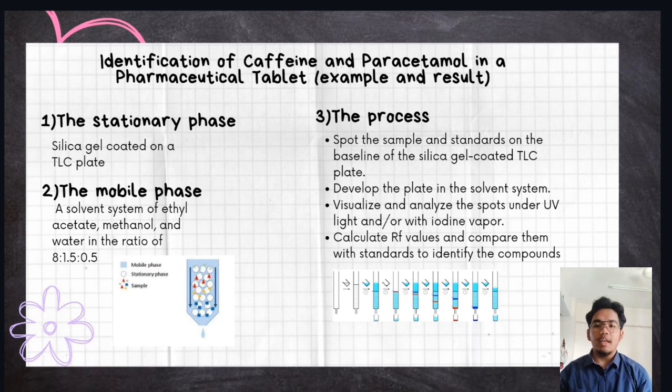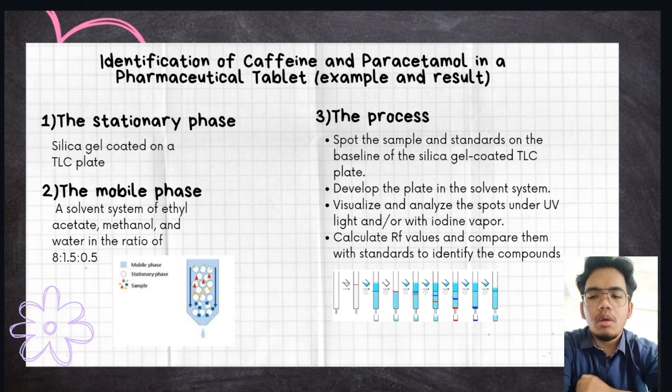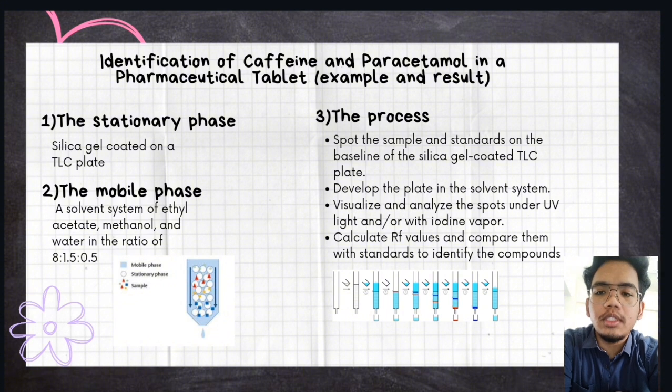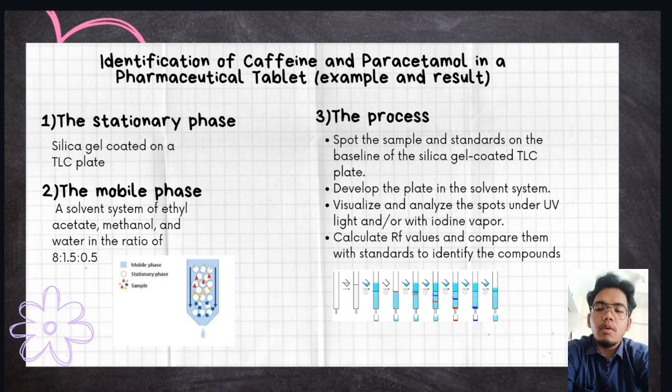Identification of caffeine and paracetamol in a pharmaceutical tablet, for example, a result. First things first, we are going to dissolve a small amount of pharmaceutical tablet in an appropriate solvent to prepare a standard solution of pure caffeine and paracetamol. For the stationary phase, silica is composed of silicon dioxide with a porous structure that provides a large surface area for adsorption. For the mobile phase, a solvent system of ethyl acetate, methanol, and water in the ratio 1.5 and 0.5.